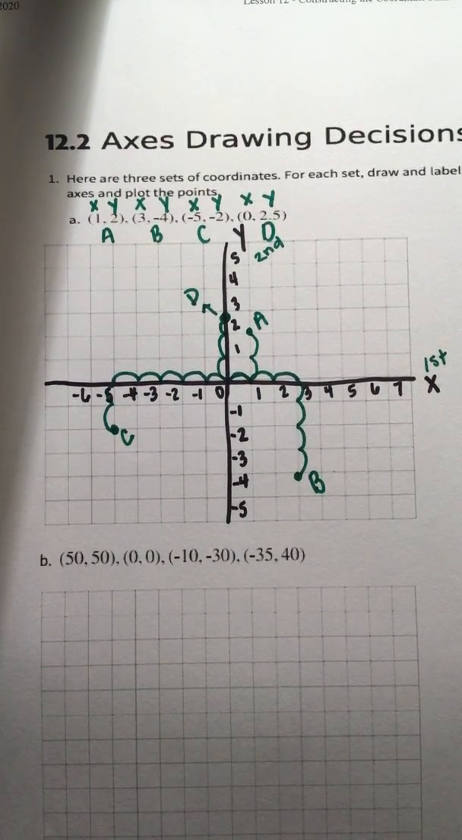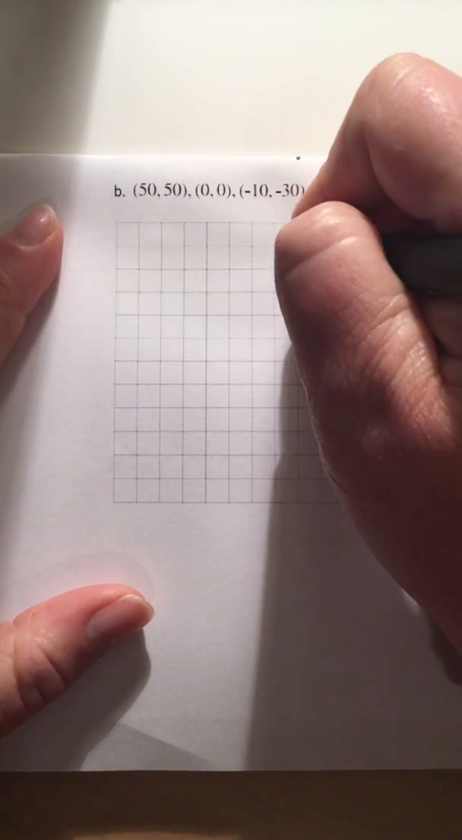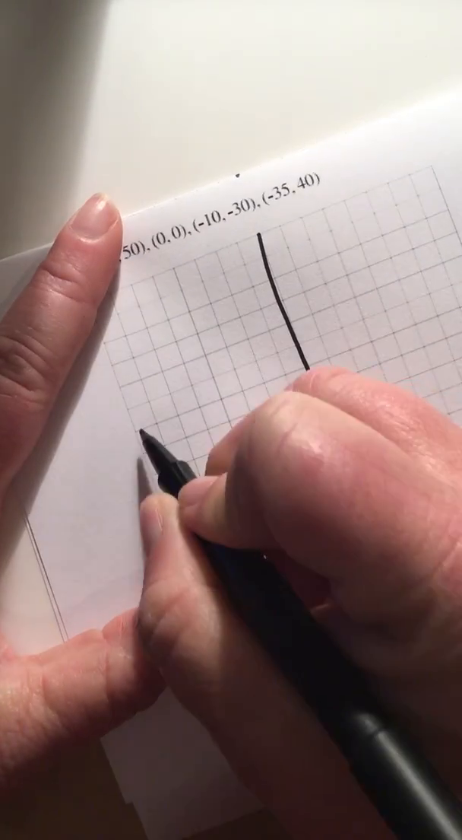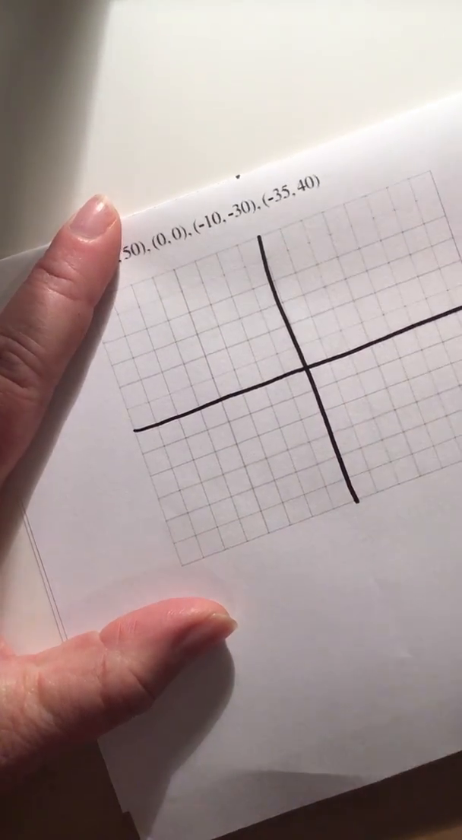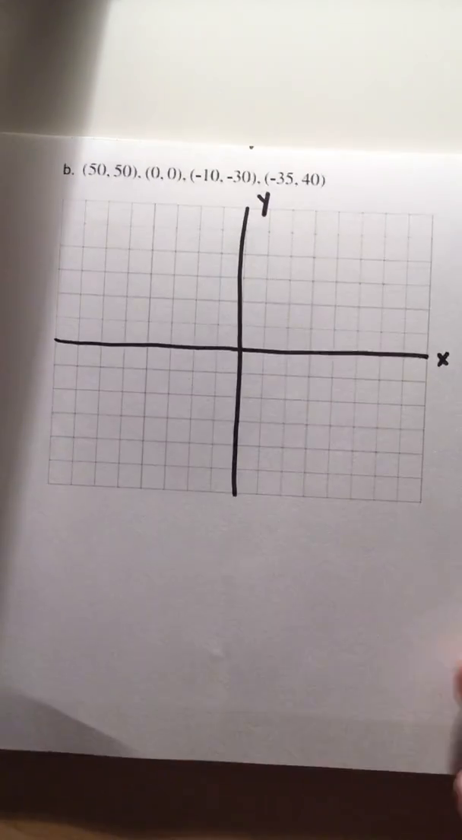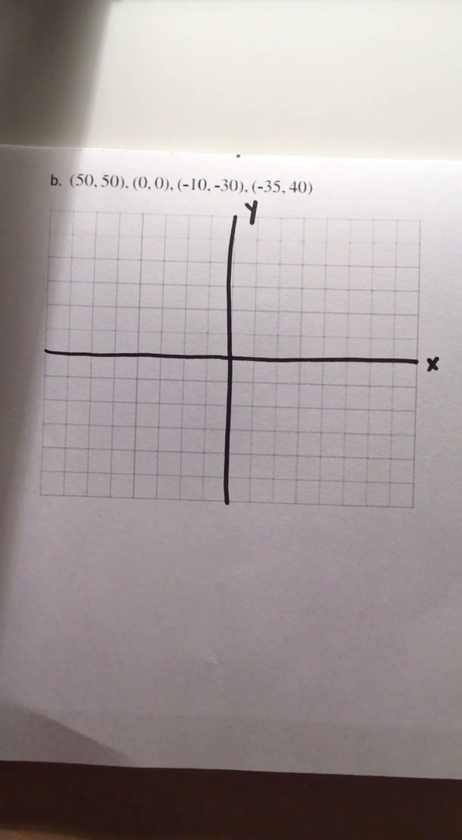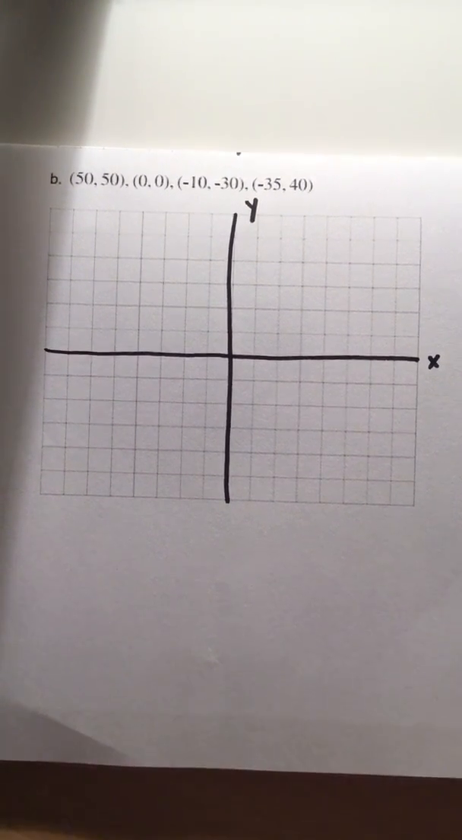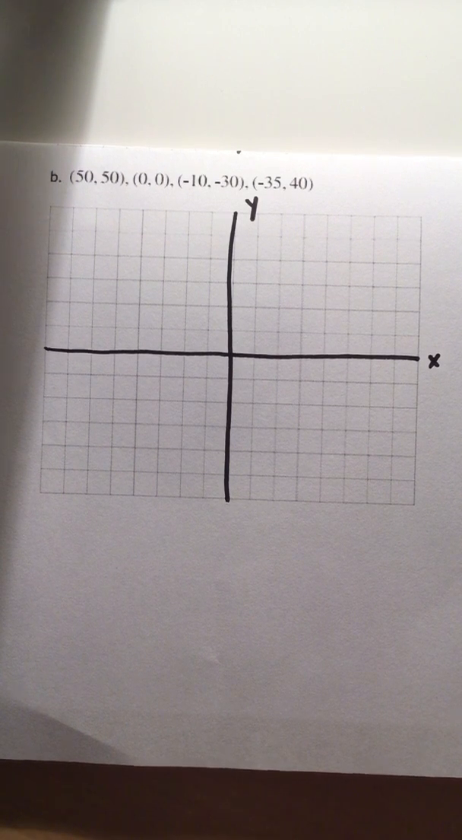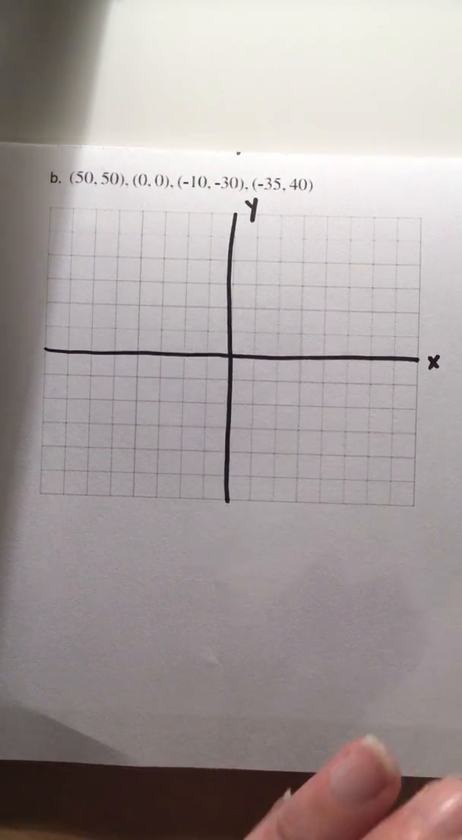All right, so now let's look at the next one. So the next numbers, I'm going to fold this over just so you guys can see it a little bit better. The next numbers that we're looking at are 50, 50, 0, 0, -10, -30, -35, and 40. So with these numbers, that should tell us that here's our X, here's our Y. That should tell us that we can increase by 5s or we can increase by 10s. I'm going to do 10s just because we need to make sure that we get to 50. And then our lowest number is -35.